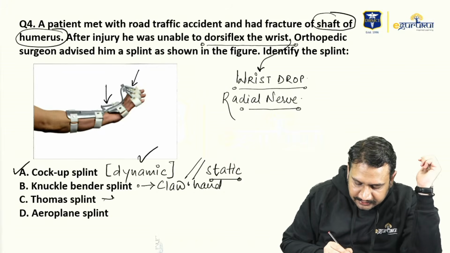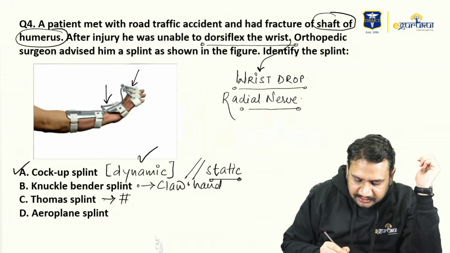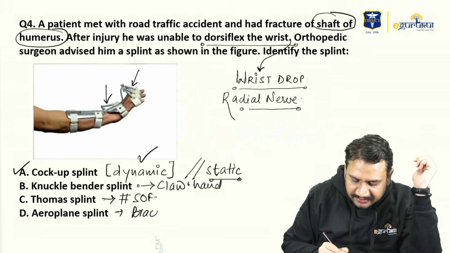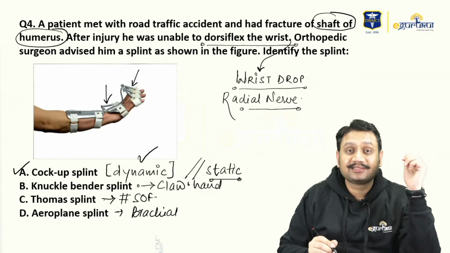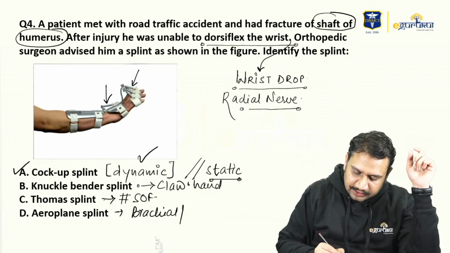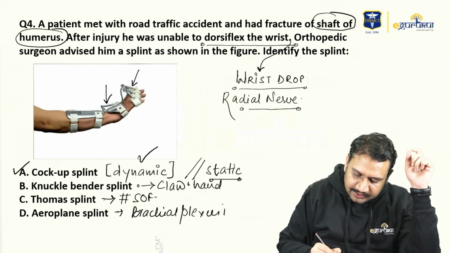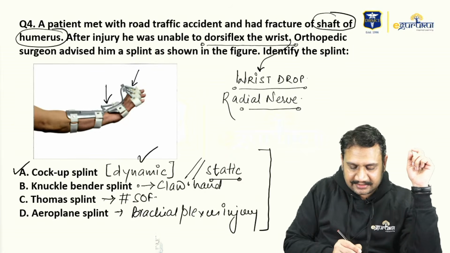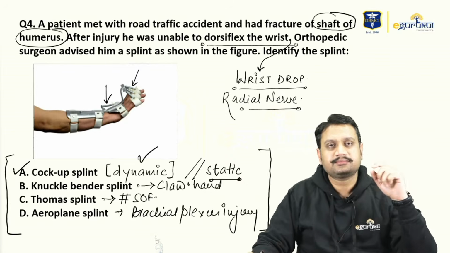Thomas splint is used to stabilize what? The fracture shaft of the femur. And the aeroplane splint, for brachial plexus injury. Remember that? The list that I shared with you guys, the brachial plexus table that I shared with you. So aeroplane splint, the brachial plexus injury. Okay. So these are the different types of splints that are to be used in our patients.